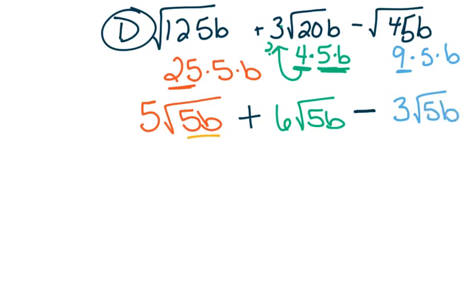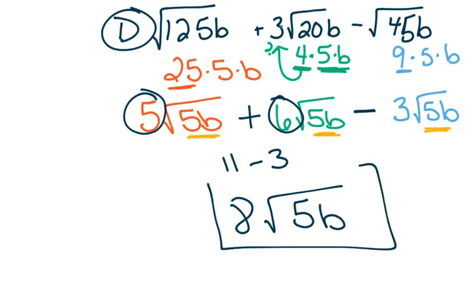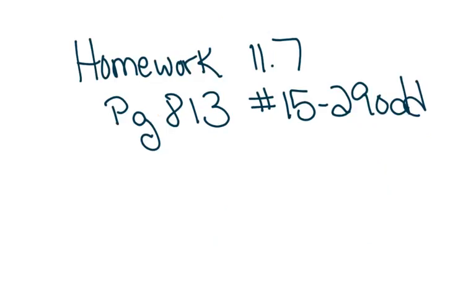All right, what's great about this? 5b, 5b, 5b, they all match. So I can put them together. So let's go ahead. 5 plus 6 is 11, but then I have to minus the 3. So 11 minus 3 gives me 8. And underneath my radical is the 5 and the b. Okay, so again, please show your work. Please, please, please. There's no way you can do this in your head. So we need to see these steps of you simplifying the radicals and then combining your like terms because the radicals match.